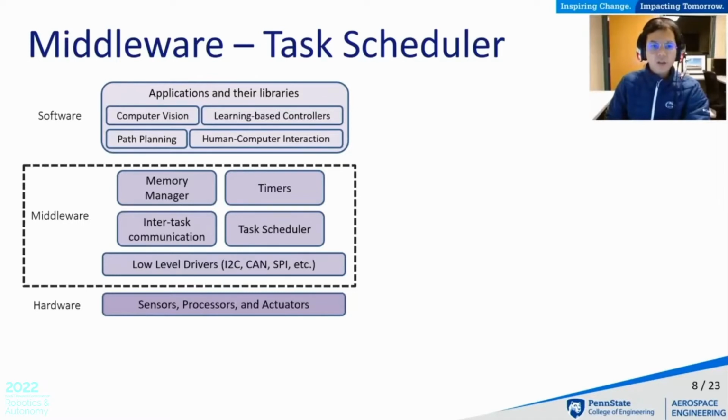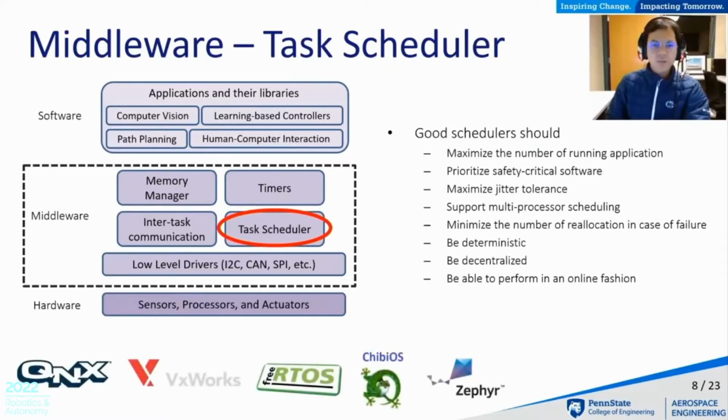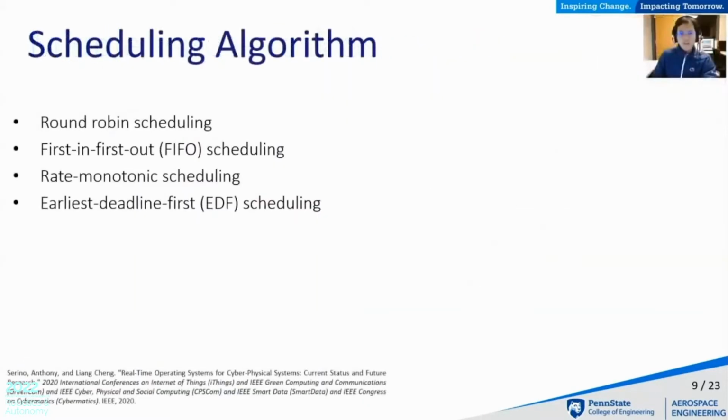For middleware, there are also several components. However, the one I focus on is the scheduler. The reason being that having a good scheduler can provide several benefits to the system and eventually improve the system safety and reliability. Here is a partial list of popular middleware or RTOS used in embedded systems. Here is the list of popular scheduling algorithms. However, none of these algorithms can address all benefits that I have shown in the previous slides.